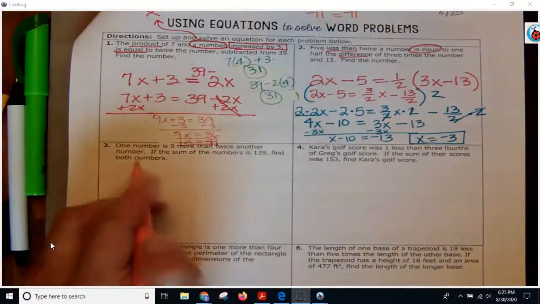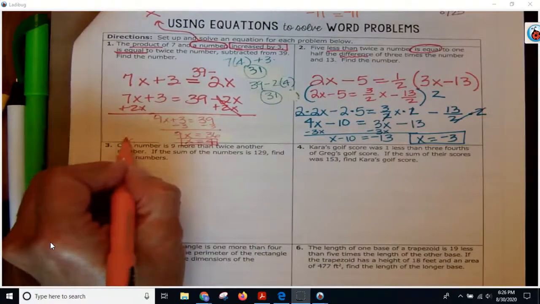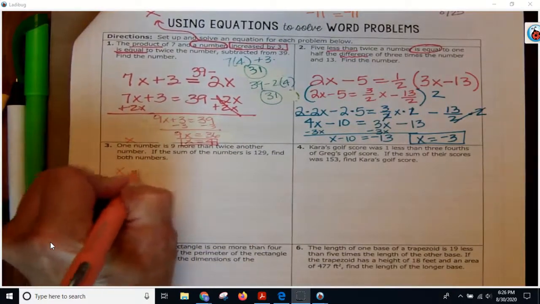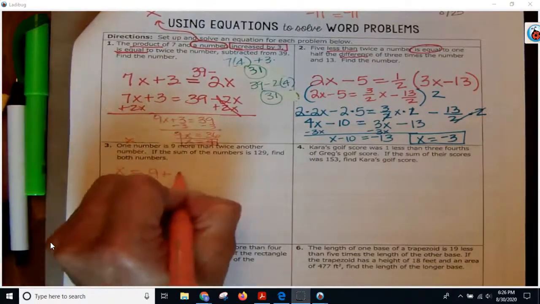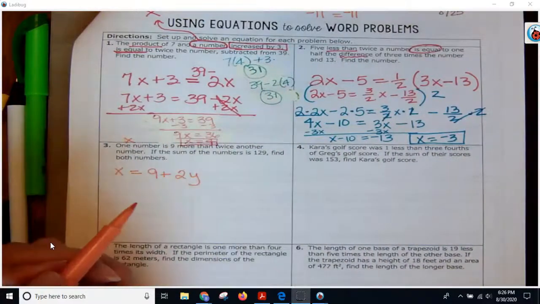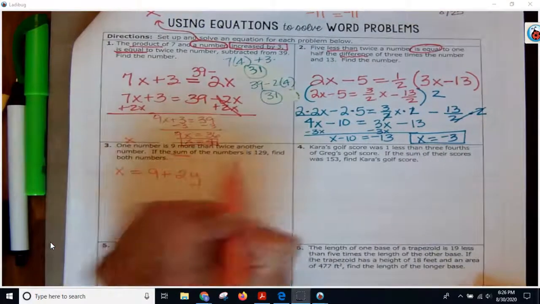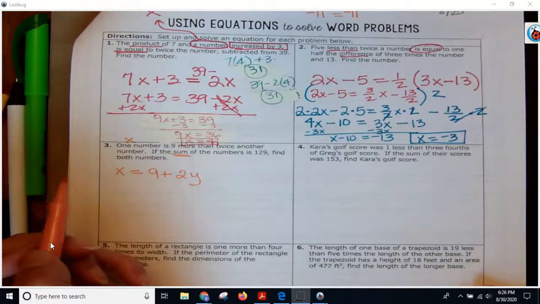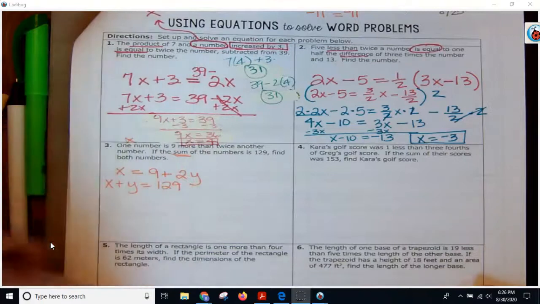All right. One number is 9 more than twice another number. So one number, I'm going to call that x. X is 9 more, so 9 plus, than twice another number, 2y. Okay, because it's two different numbers, I have to put x in for one and a different variable in for another, so let's just use y. And then it says the sum of the numbers is 129. What does that mean? Well, that means that x plus y equals 129. All right? Find both numbers.